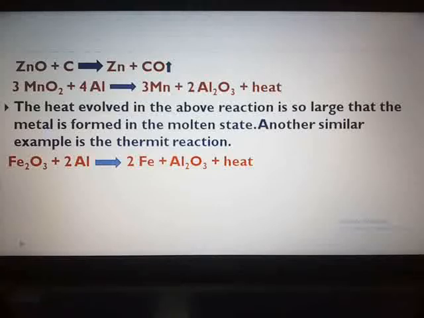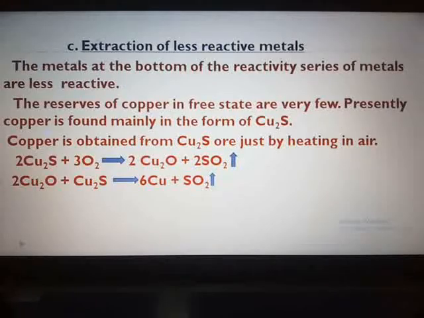Up till now, we have seen the extraction of highly reactive and moderately reactive metals. Now, let us move towards the less reactive ones. How are the less reactive metals extracted? Which are the less reactive metals? Metals which lie at the bottom of the reactivity series are less reactive. See, highly reactive at the top, moderately reactive in the middle, and less reactive towards the bottom. Which are the examples of less reactive metals? Gold, silver, platinum.